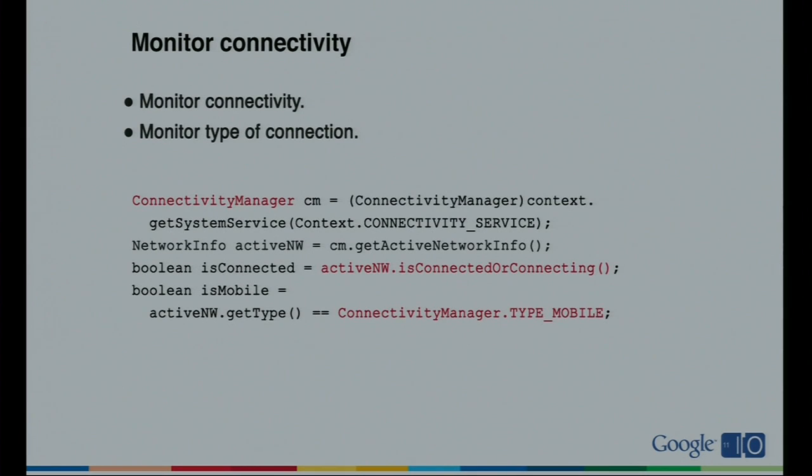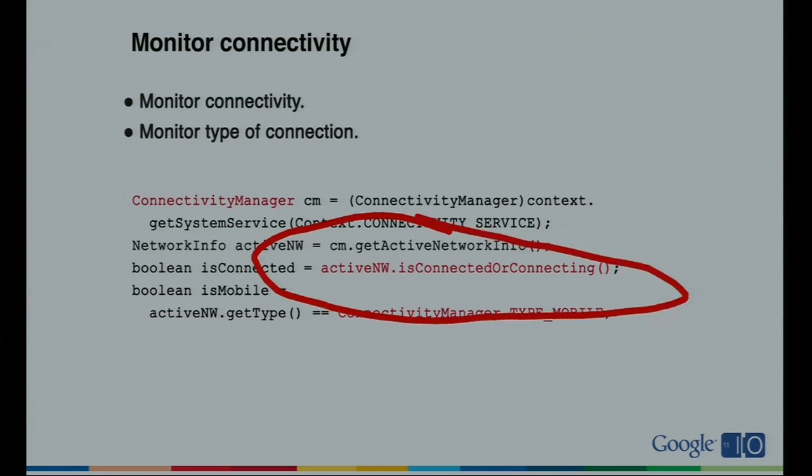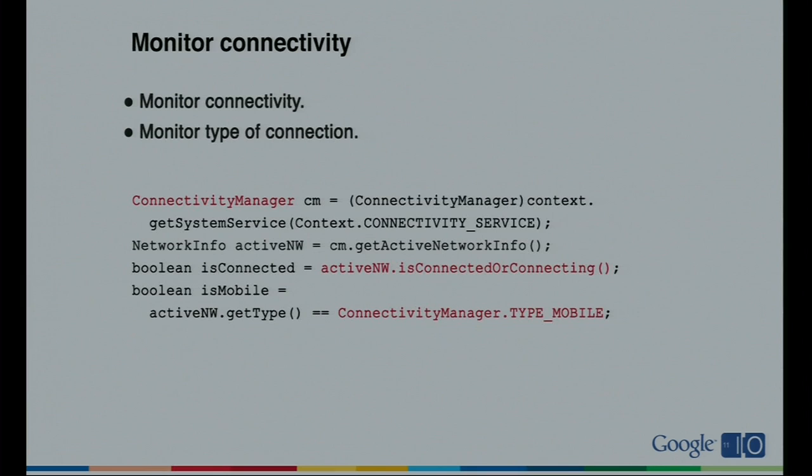So if we look at the connectivity, using the connectivity manager, we can check a couple of things. We can check to see whether we're connected to the internet at all. If we're not connected to the internet, you can probably disable all of your refreshing alarms, certainly the ones which are going to pull data from the cloud. If you don't have an internet connection, there's no point starting up the service, running the receivers. So just disable it completely until you get that connectivity back.